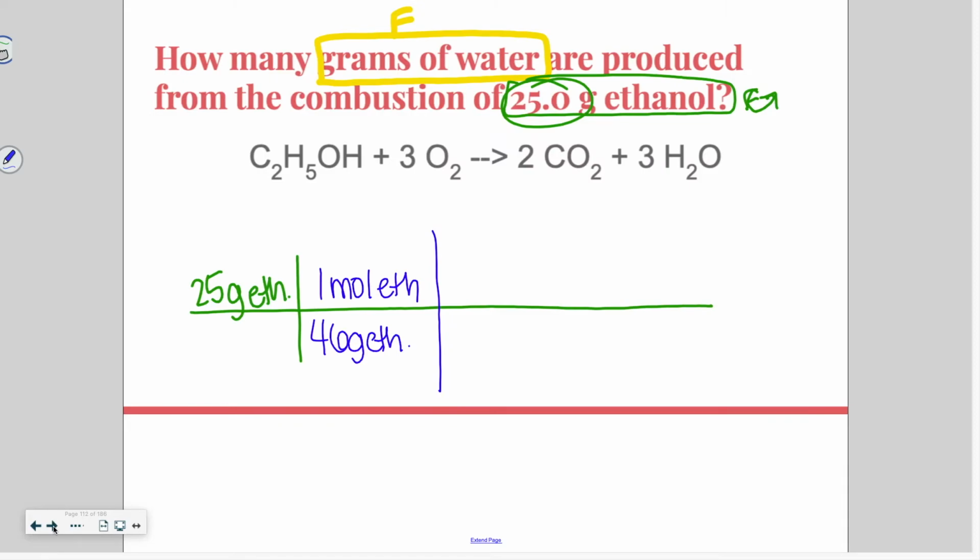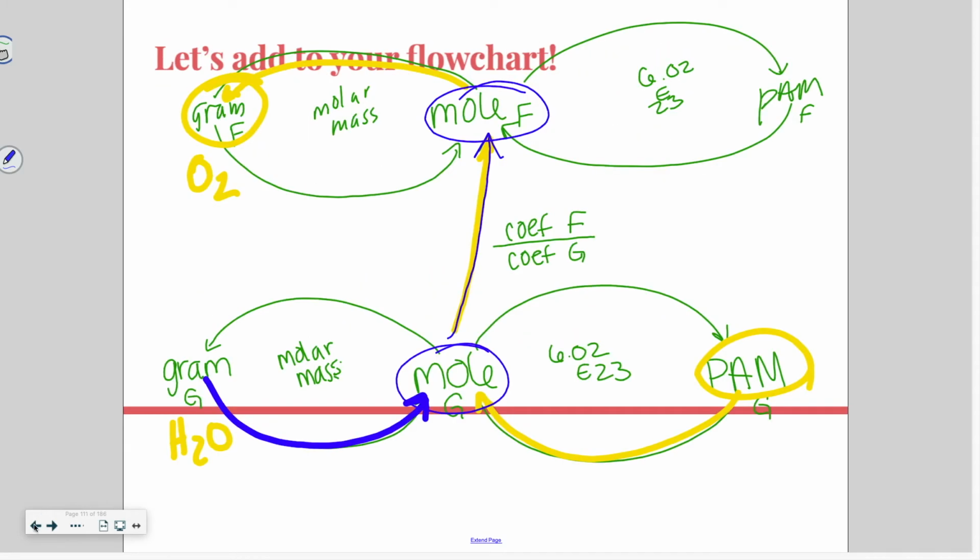Well, what they asked me to find is water. That coefficient tells me the moles of water, 3, over the moles of ethanol. All right, and like Ben just said, moles of water is what? 3. Moles of ethanol is 1. C2H5OH. All right, so here's where I'm at now. I made it to moles of F. Close the door, we need to go to grams.